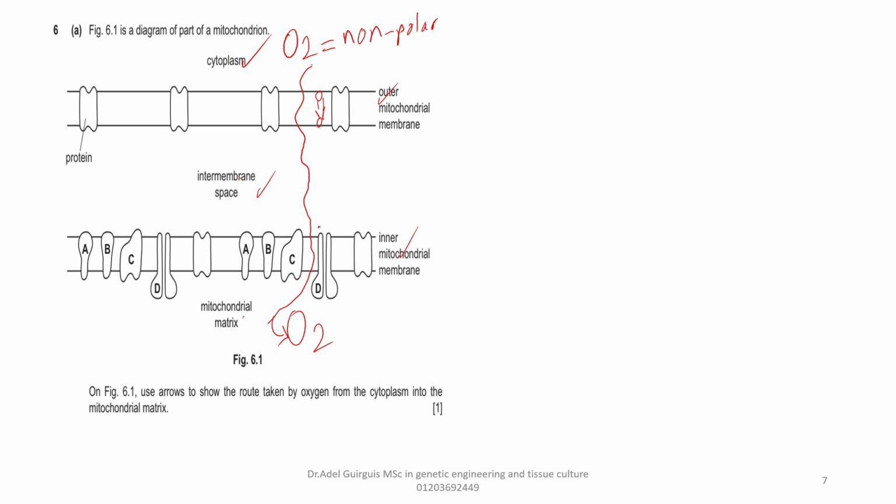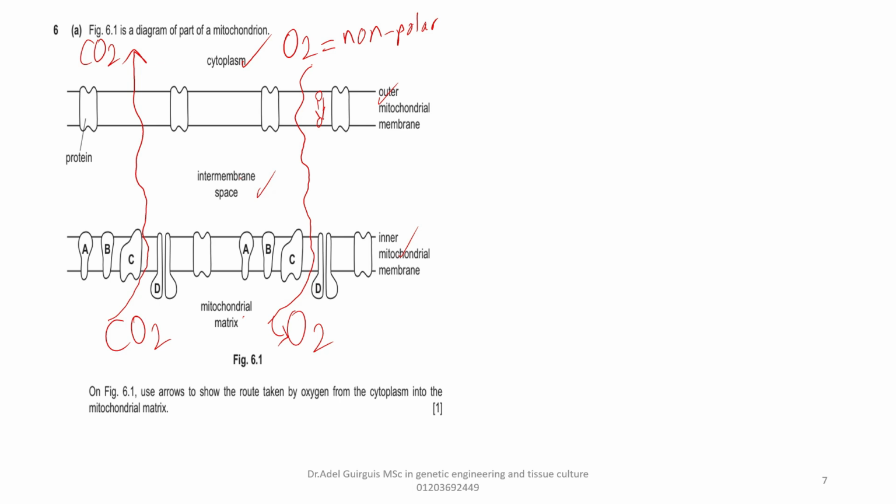The same also applies to carbon dioxide, produced due to aerobic respiration, which also passes passively to the outside, with the same route. Why? Because CO2 is a non-polar compound. It passes easily through the hydrophobic phospholipid bilayer of both membranes.